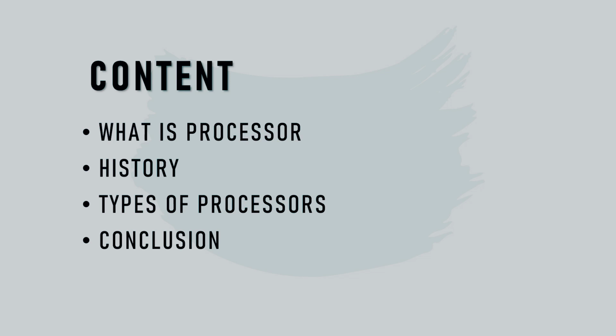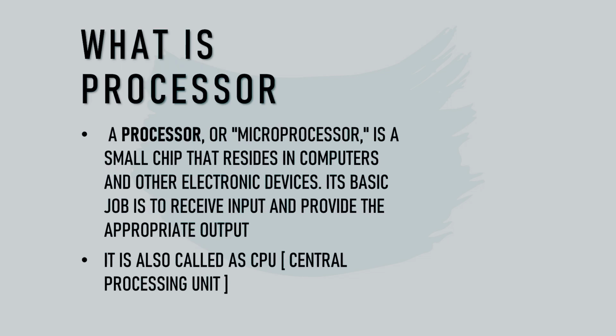So first, let us know what is the processor. A processor, or so-called microprocessor, is a small chip that resides in computers and other electronic devices. Its basic job is to receive input and provide the appropriate output, which means when we give a command to the computer, it gives the perfect and appropriate output according to our inputs.